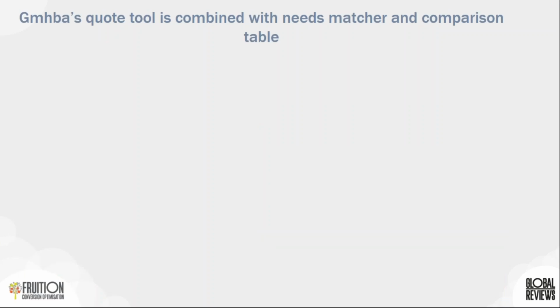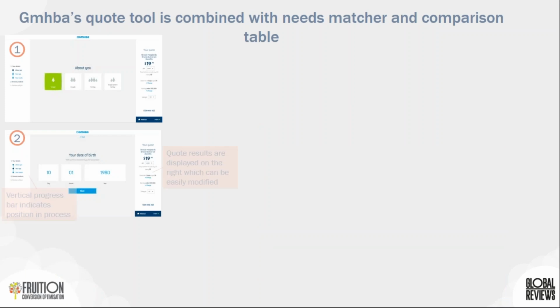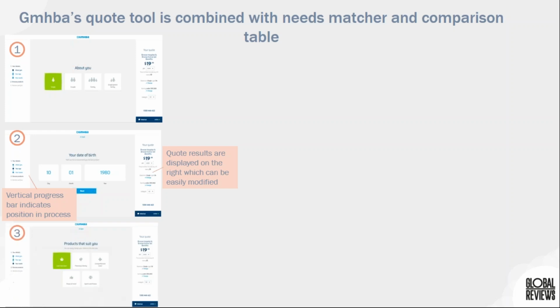So GMHBA's quote tool is kind of unique in the industry. They have very much a needs-based approach as well. So we can see here that the quote results are displayed on the right-hand side, which can be easily modified. There's a vertical progress bar. They've componentized this, so I'm definitely in the quote at this point. I'm not getting distracted by other things around.